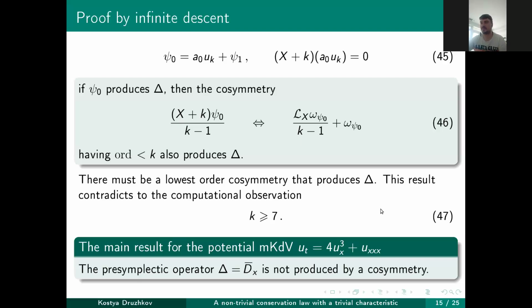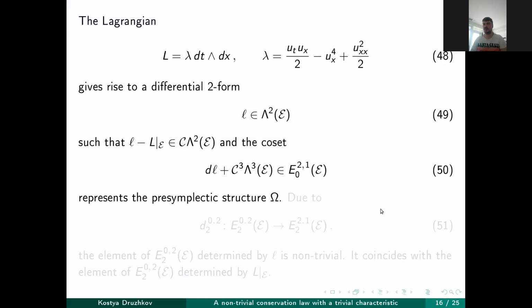because of this presymplectic structure, of course, at least because of this presymplectic structure. So now let's consider this conservation law. The same Lagrangian gives rise to a differential two form, L differential two form on the equation, such that this form and the restriction of the Lagrangian, the difference between them is the Cartan form, and this coset represents the presymplectic structure. So the differential of L is a twice Cartan form, and the coset represents the presymplectic structure.